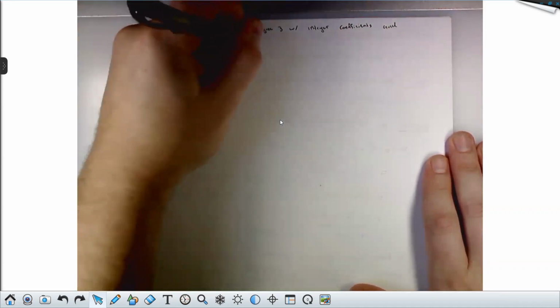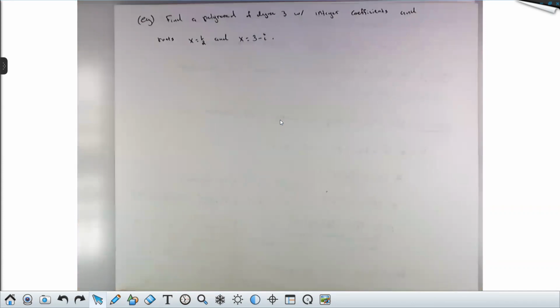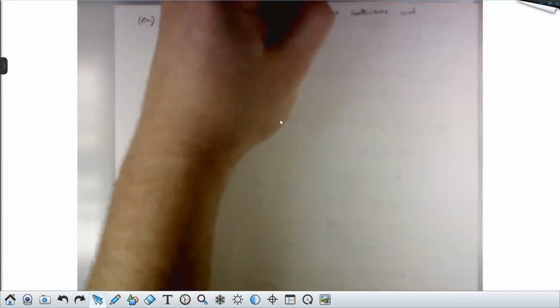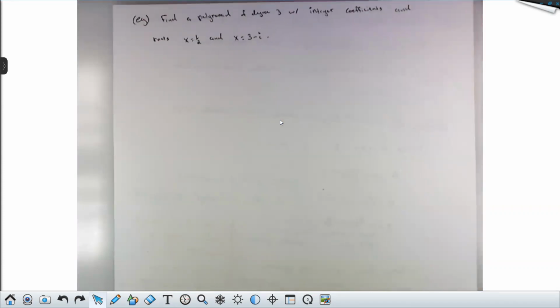x equals 1/2 and x equals 3 minus i. Remember what integer coefficients means. I'm looking for whole numbers. I want my coefficients to be whole numbers.